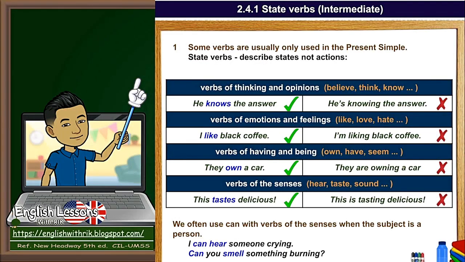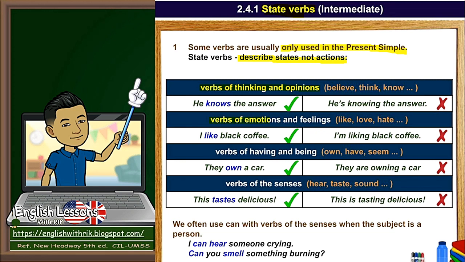State verbs. Some groups of verbs are usually only used in the present simple. These are state verbs and describe states, not actions. Common state verbs include verbs of thinking and opinions. For example, believe, think, know. He knows the answer.